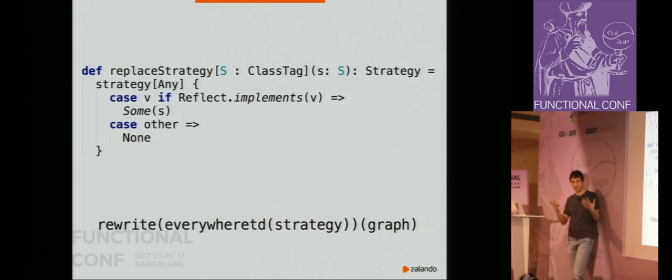Stratego has explored what it means to rewrite trees, and Kiama has imported those concepts into the Scala world. In Stratego and Kiama, you can define strategies that are going to be applied to your tree and transform the tree. So we can have a strategy for replacing nodes, for example. What does this strategy say? It says, okay, I'm traversing the tree, and if I find a node that has the type I want to replace, I just switch it with another value, and that's it. Otherwise, I don't do anything. And then you have combinators which can use strategies like this one, such as everywhere top-down, which is going to apply the strategy everywhere top-down until it reaches the bottom of the tree.